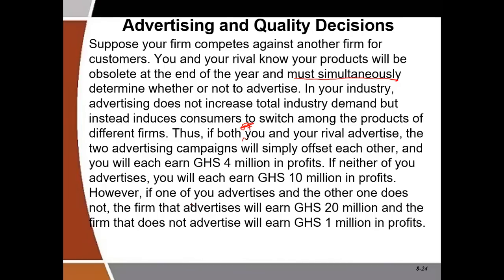However, if one of you advertise and the other one does not, the one that advertised will earn 20 million and the one that does not will earn 1 million. Okay.